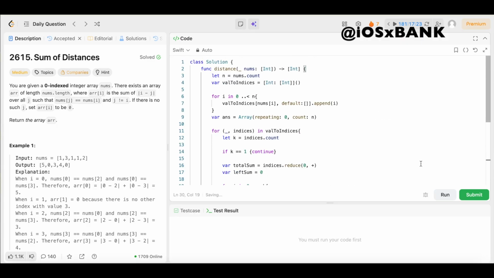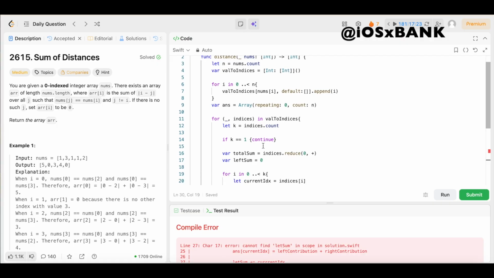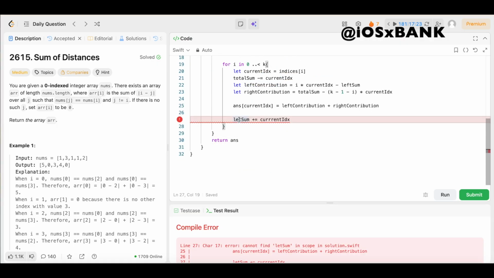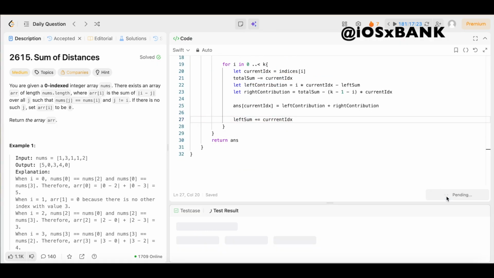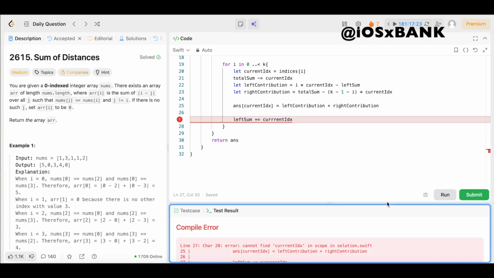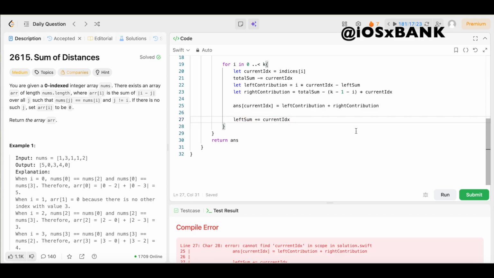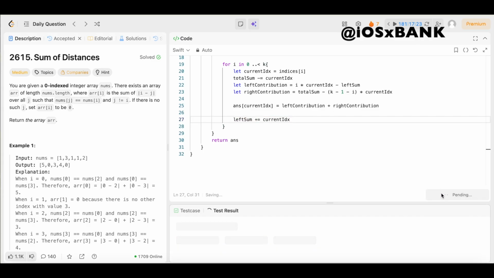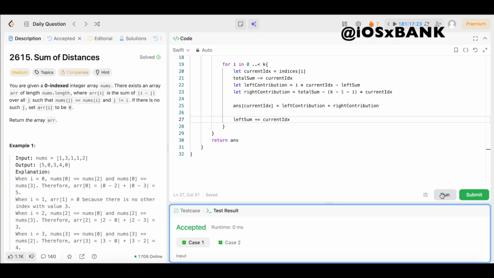Boom. So let's go ahead and give this a run. Make sure it runs properly. Okay, cannot find leftSum. So let's add an F right here so it could be leftSum. And let's run it again. Okay, cannot find current. Okay, let's get rid of one of these R's and run that again. Let's see. It's accepted, y'all.